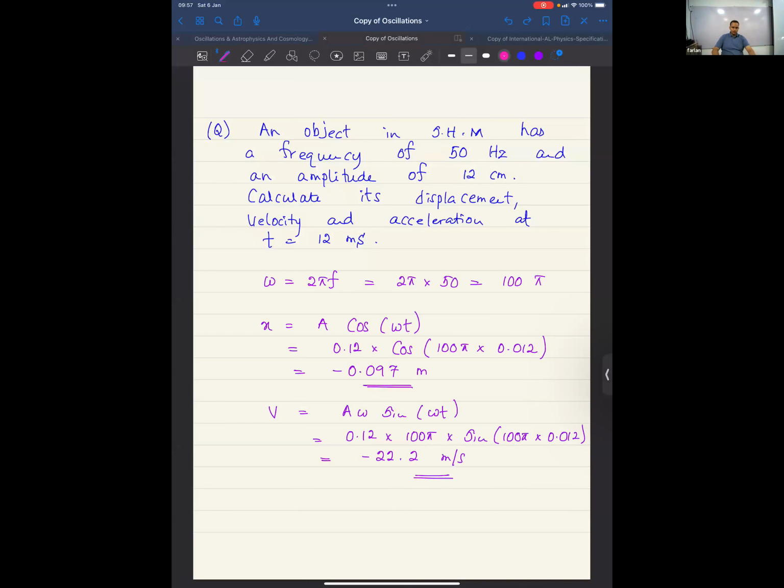Are you getting the displacement as minus 0.097 meters? Have you? To find the omega, you can use omega equals 2 pi f or 2 pi over T.